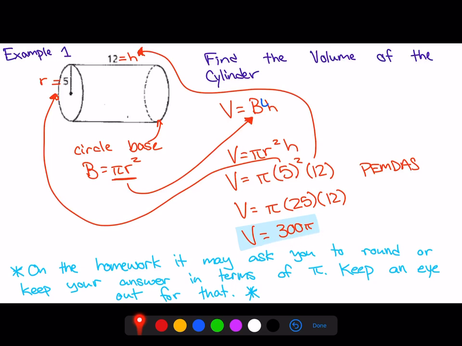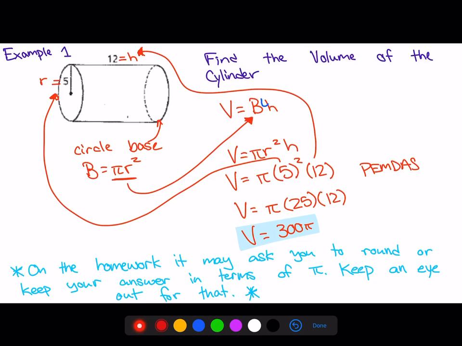Now, when you're going through your homework, it may ask you to round, so it may say round to the nearest tenth, in which case I'd multiply these numbers. Or it'd say keep your answer in terms of pi, which is just what this is. It means that I don't multiply by pi, it's just left on at the end. If that's the case, make sure that you know that pi is already included in the answer itself, because it'll have that at the end there right next to the units.